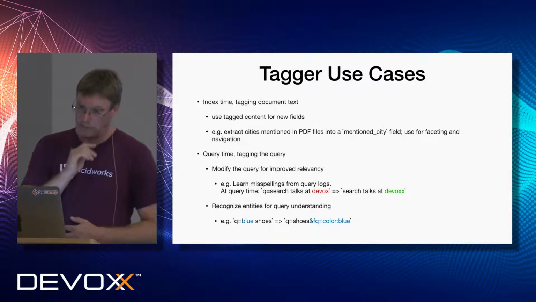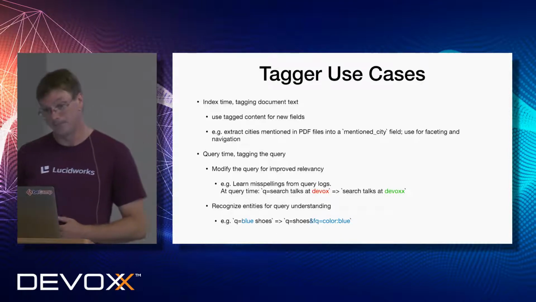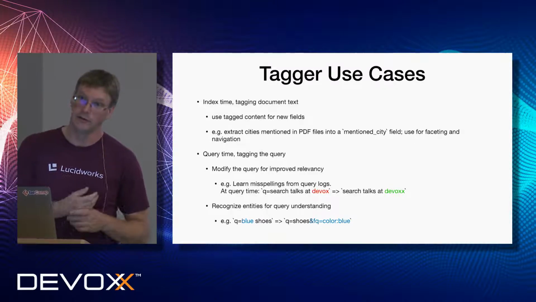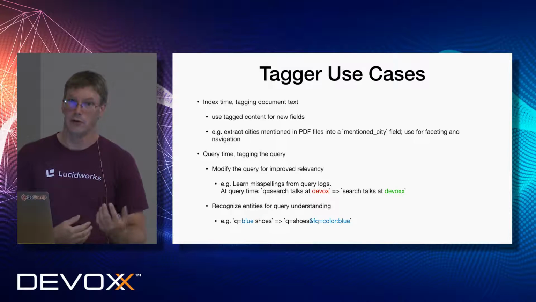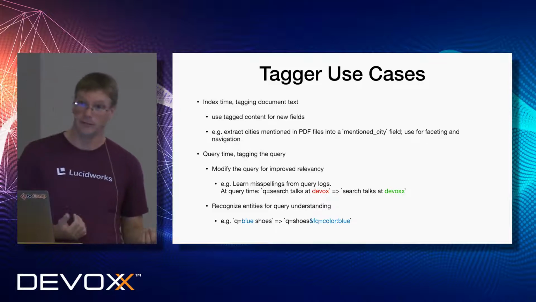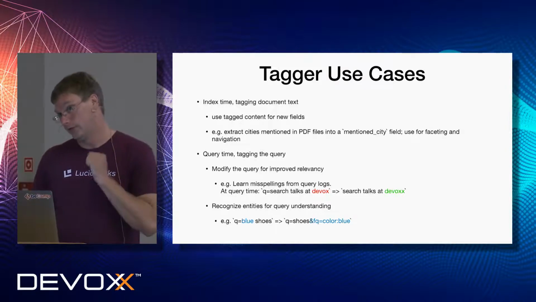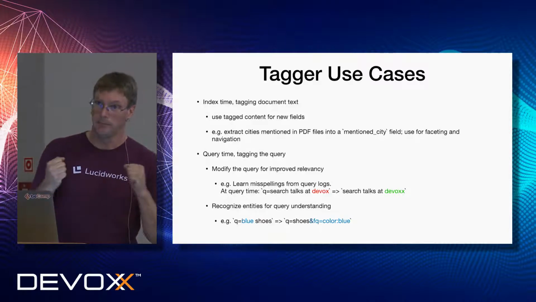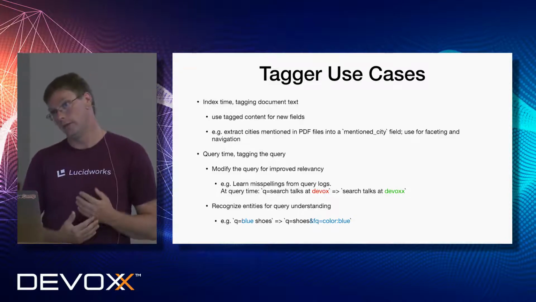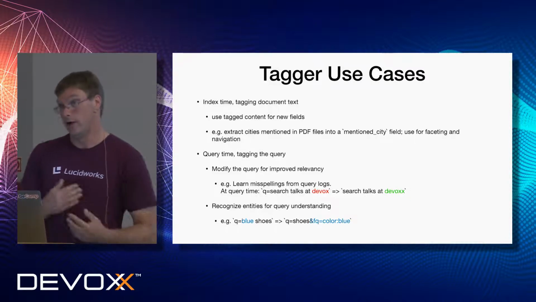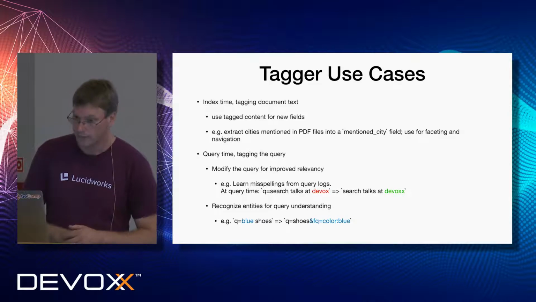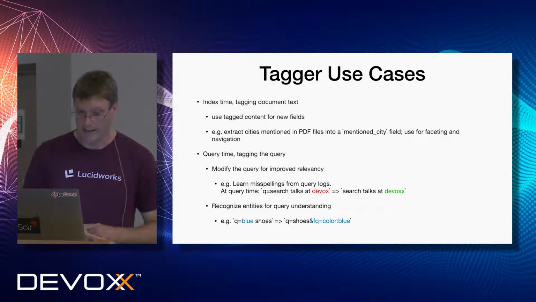Tagger use cases. So what would you use this thing for? At index time, you may pass your text of the incoming documents through the tagger and grab all of the known things. So if you've got, say, a pile of PDF files that you're indexing and there's city names mentioned in there, you could tag those cities, and then during the indexing pipeline, you grab the cities that were tagged and extract them into another field. That gives you the ability to facet or navigate or narrow down the PDF documents that happen to mention a particular city, for example. So index time is a powerful way to leverage that.